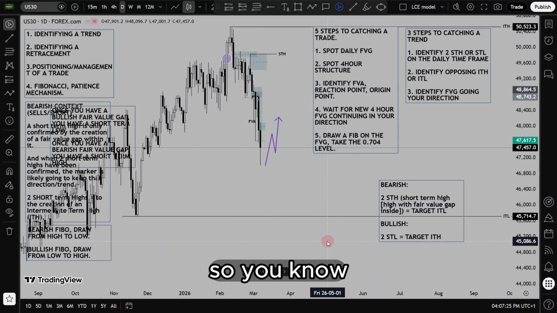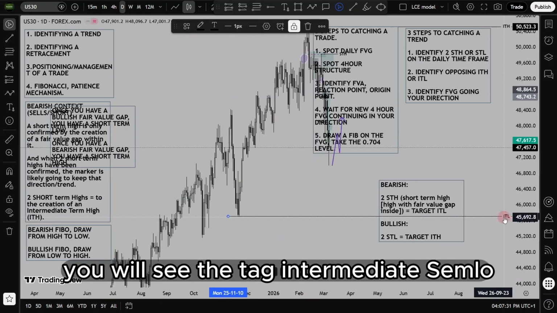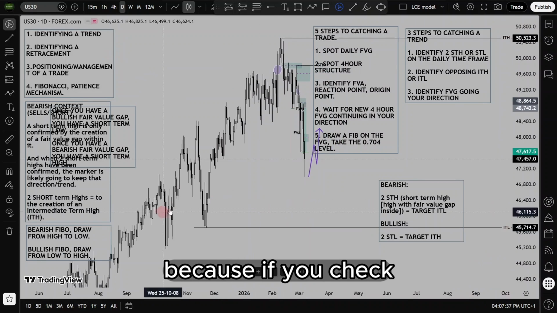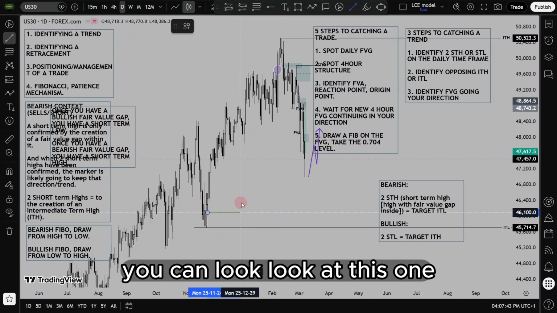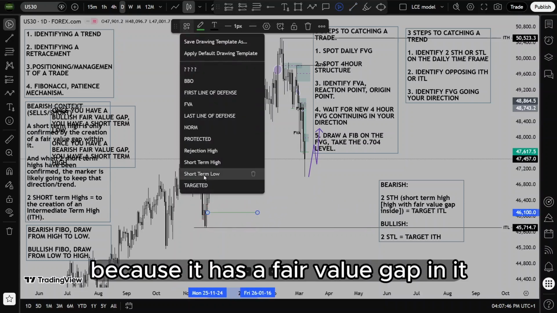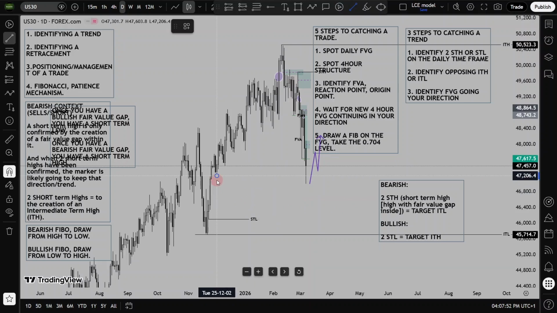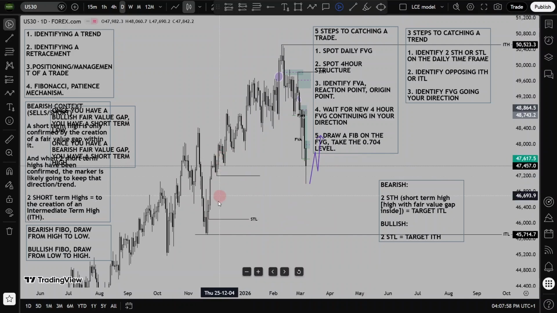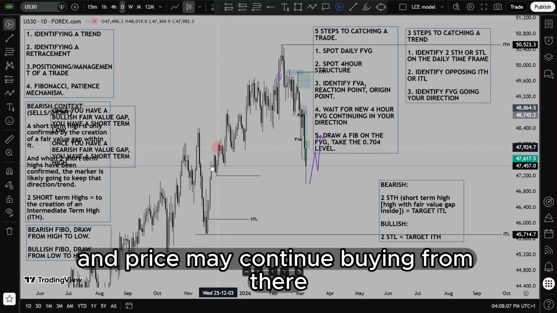So, like I said, you know what an intermediate term low is. If you look here, you will see the tag, intermediate term low. Why is this an intermediate term low? Because if you check, there were two short term lows away from it. This is a short term low because it has a fair value gap in it, and after that, another one was created over here. You can see the two fair value gaps, one here, one inside here. So immediately these two were established, I just know that this high here will be targeted and price may continue buying from there, as you can see.